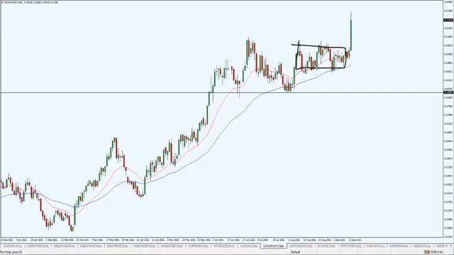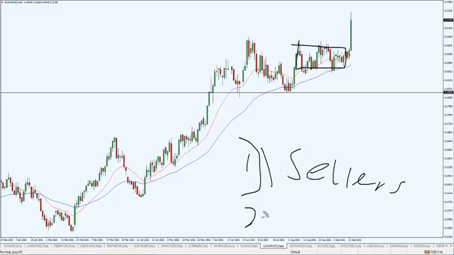Think about this. Support is an area where you expect buyers to come in to push price higher. Resistance is just the opposite. It's where you expect sellers to come in to push price lower because there is more selling pressure. But if price can actually consolidate at resistance, what is it telling you? It's telling you that, number one, either the sellers do not have the pressure to push price lower, or number two, the buyers are willing to bid at these higher prices.